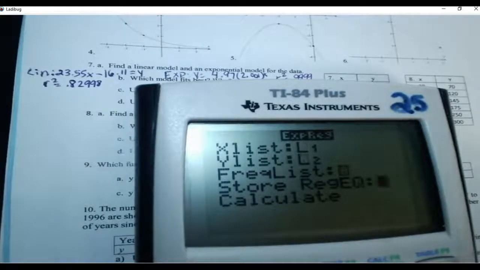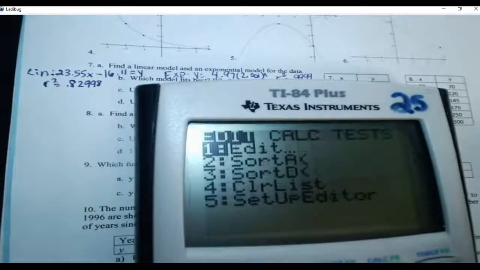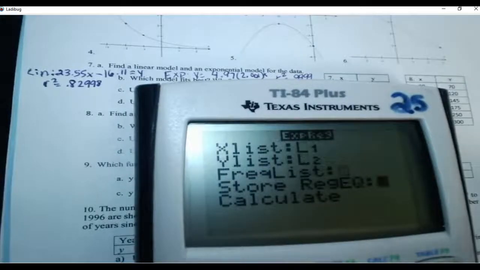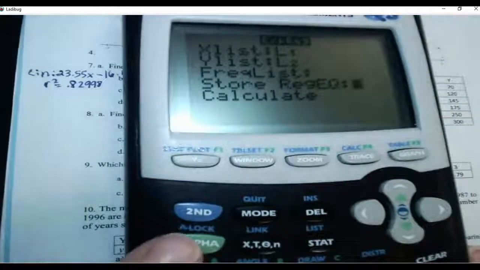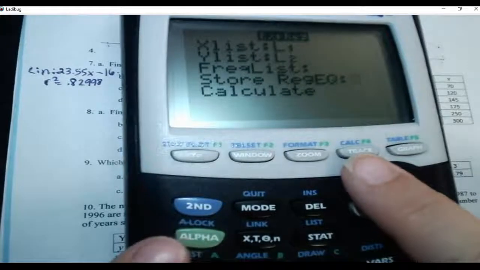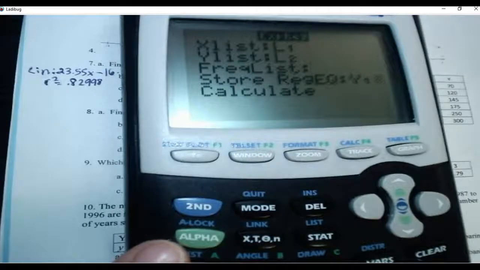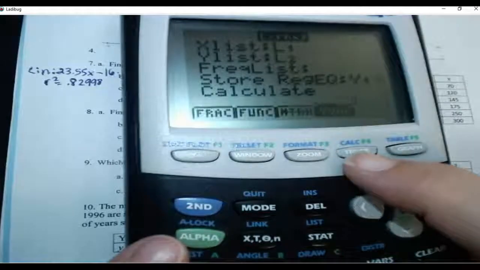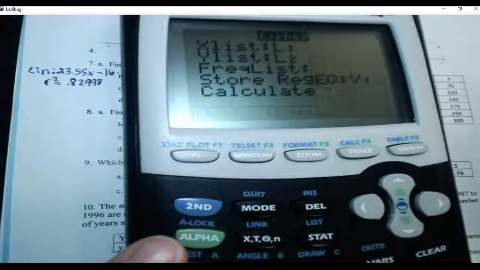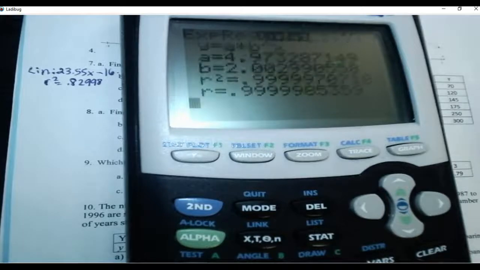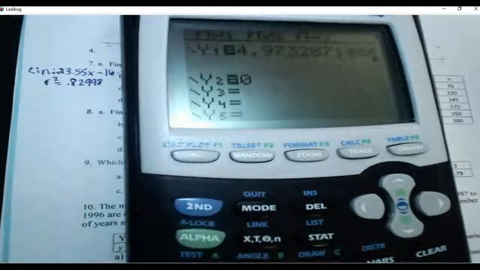Okay. Then where it says store regression equation. So again, I went stat, I went calc, I went 0. Store regression equation. You hit alpha, which is your green button, trace, which is right beside graph, and y1. Okay, so again, alpha, your green button, trace, Y1. And then enter, enter. Okay. So it still pops up like it did before, but if we go to Y equals, there it is.